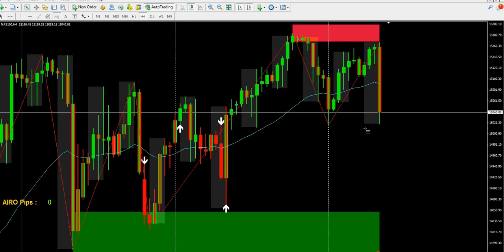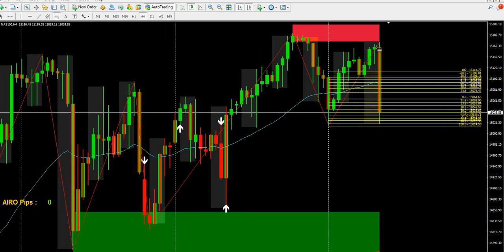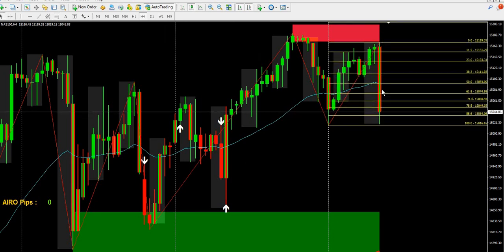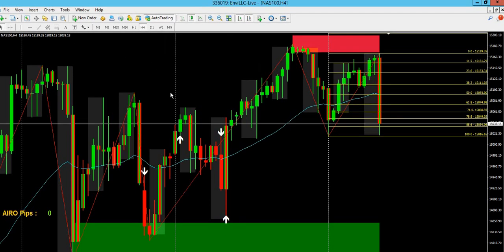So when you came in here and you drew it for this up, because it's retracing back, what I did was I just set it for 61.8. That's what I set it for. Because NASDAQ is so good about coming to the 61.8. So good. It is really good.